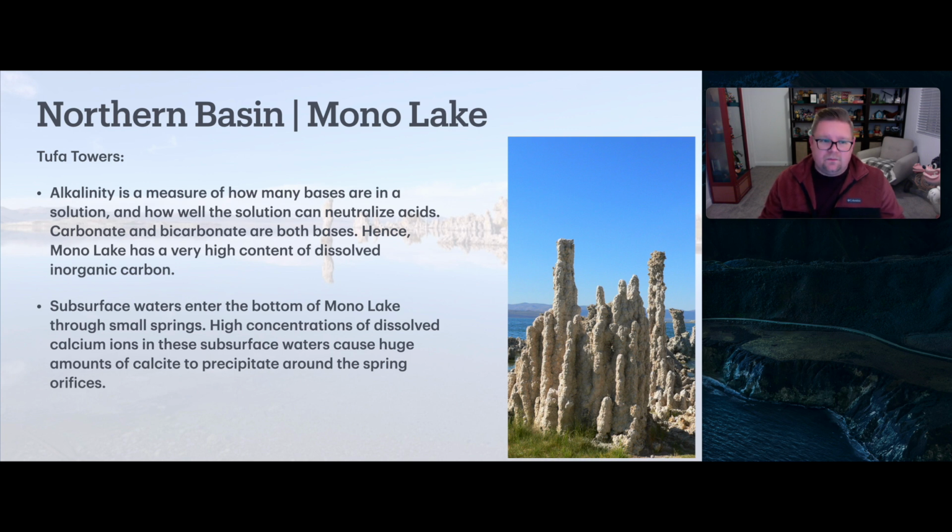So to begin, alkalinity is a measure of how many bases are in a solution and how well that solution can be neutralized by acids. So alkalinity often is pulled in with salinity. And then it says here also that carbonate and bicarbonate are both bases, hence Mono Lake has a very high content of dissolved inorganic carbon. So Mono Lake already has a very increased dissolved load of carbonate and bicarbonate solutions.